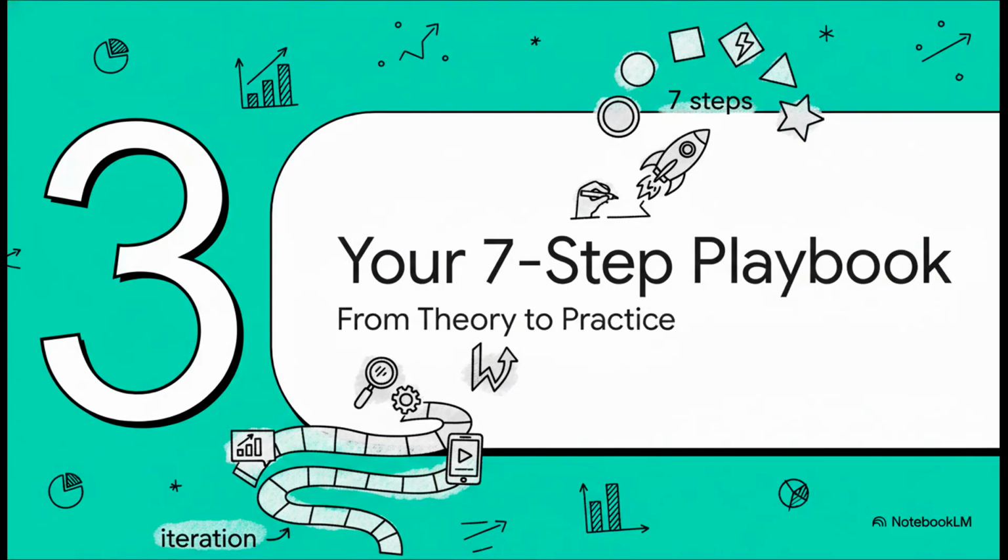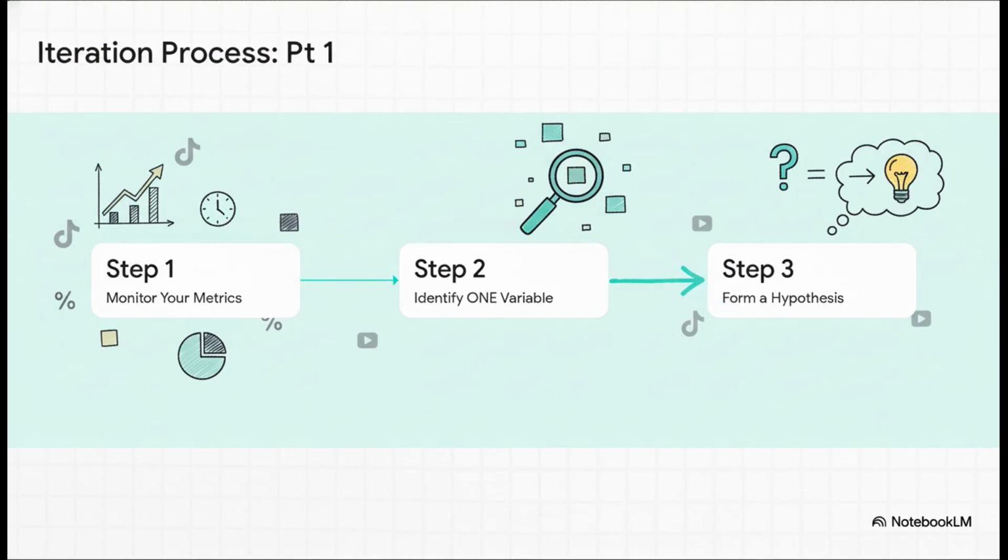Okay, enough theory. Let's get practical. Let's put this thing into practice. Here is your 7-step playbook. And the best part is, you can start using this the second this explainer is over. All right, step 1, you've got to get comfortable inside your TikTok analytics. Start paying close attention to things like average watch time and completion rate. Step 2, and listen, this one is absolutely crucial. You need to identify just one variable to test. Not 5 things at once, just one.